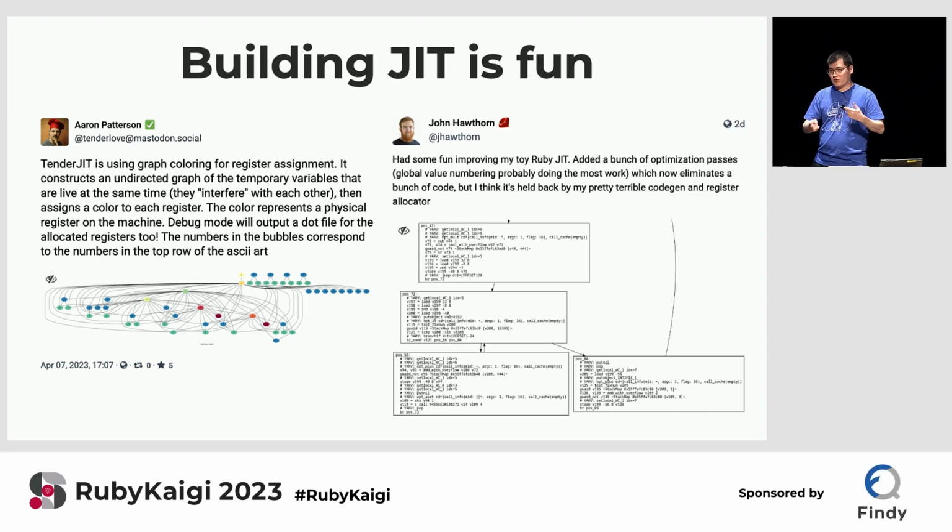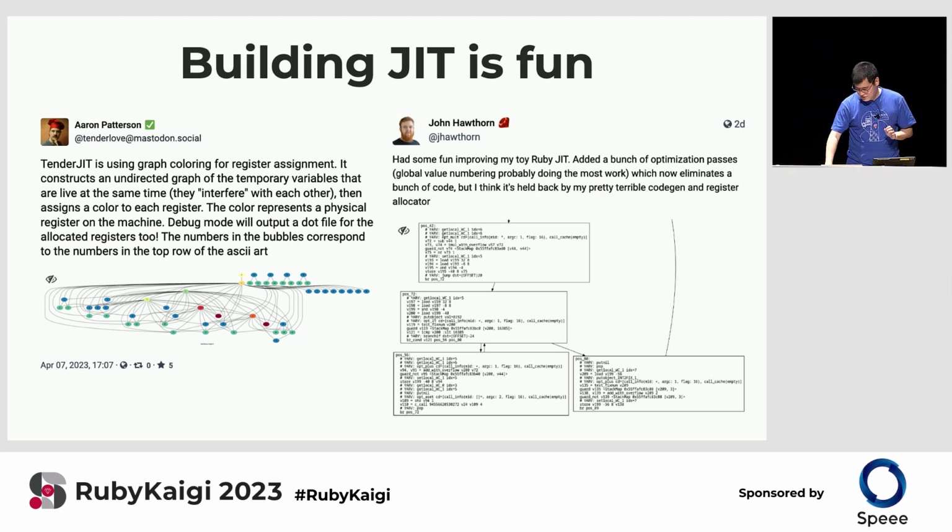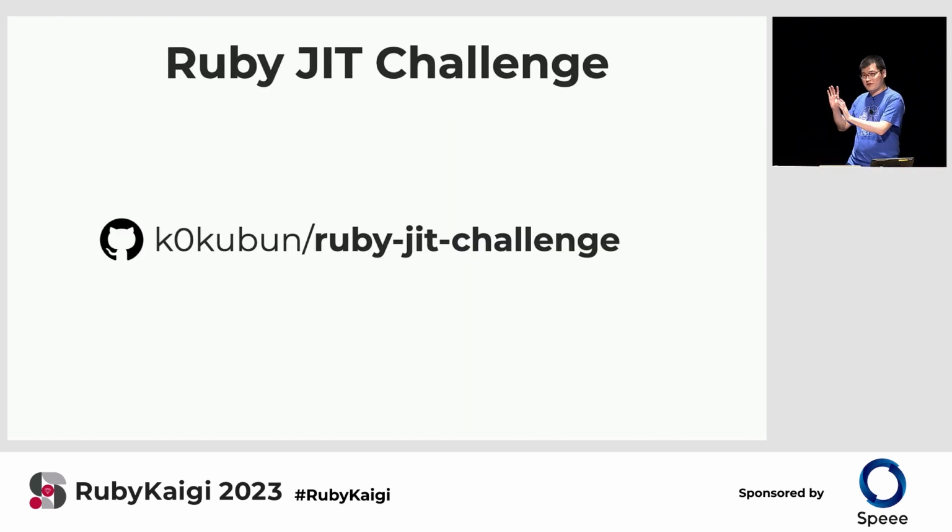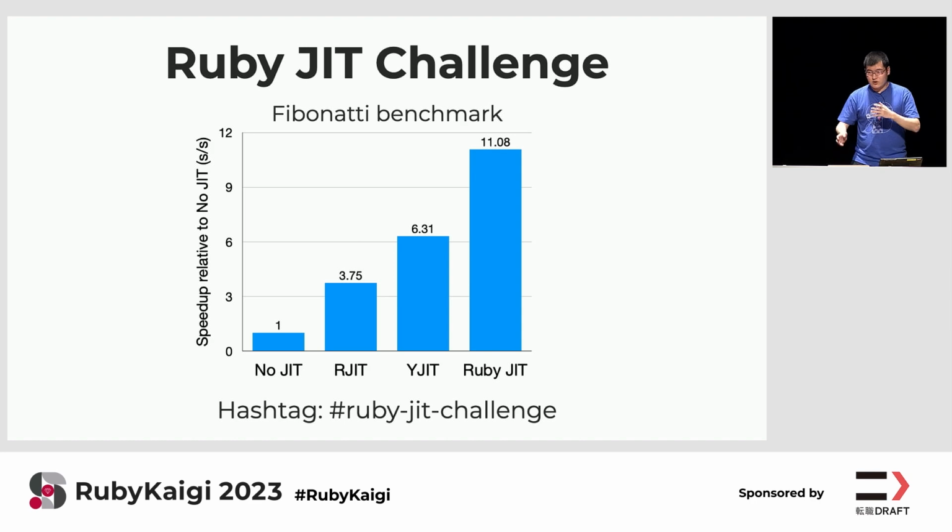So there are already at least a couple of people who are writing a JIT compiler in custom Ruby code. Aaron Patterson and John Hawthorn are both Ruby and Rails committers, but they're also writing a custom JIT on their own. So that explains how fun it is. And again, please try this repository to actually try RubyJIT development. And at the end of the repository, you're going to be able to compile the Fibonacci function.